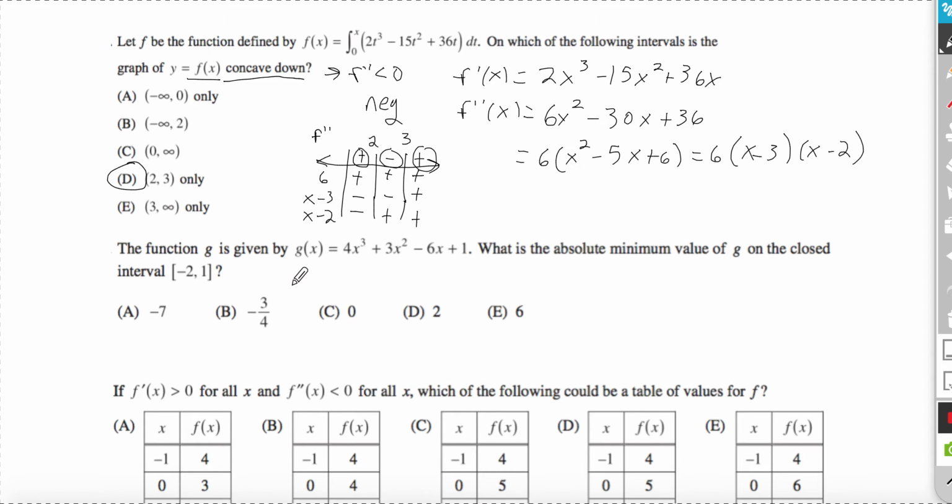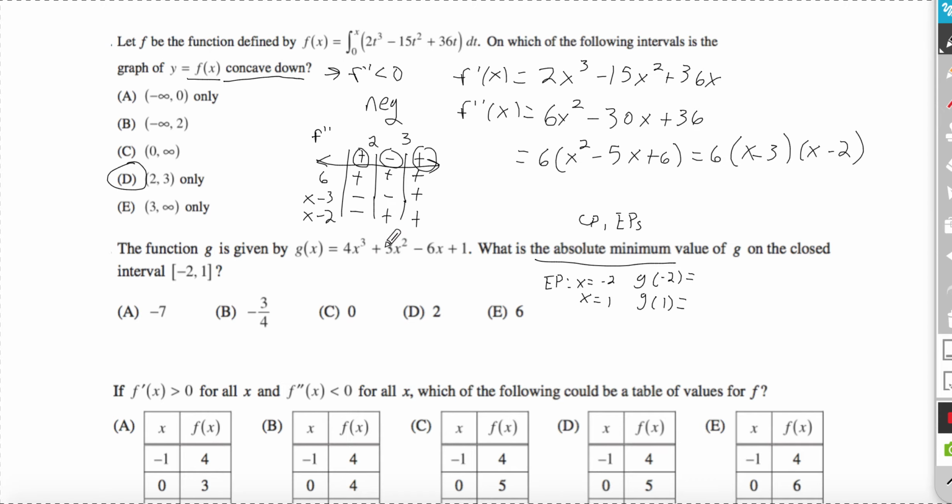All right, the function g is given by this function here. What is the absolute minimum value of g on the closed interval negative 2 to 1? Okay, absolute minimum. This means that we need our critical points and our endpoints. Then we need to plug them in and check them, right? So our endpoints are relatively easy to find. Our endpoints are x equals negative 2 and x equals 1, right? So I can plug those in, g of negative 2 and g of 1, and just figure out what our values are, because I want to find the minimum of g. So I plug it back into the function I'm trying to minimize.